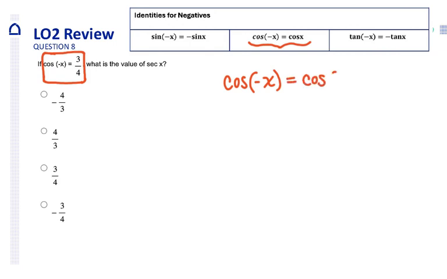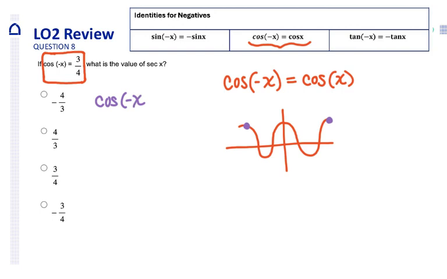same as when you look at cosine on the right side of the origin, the positive values for the inputs. For example, if I were to draw the cosine graph, it looks like this. It's a cup shape and it repeats itself. So if you go to the left, you go to the right, you're getting the same values whether you're dealing with negative x or positive x. So it turns out that cosine of negative x is 3/4. That's exactly the same as cosine of x. So cosine of x is 3/4.